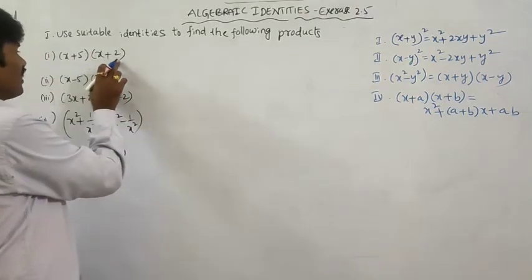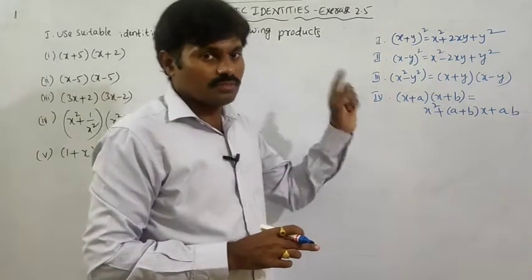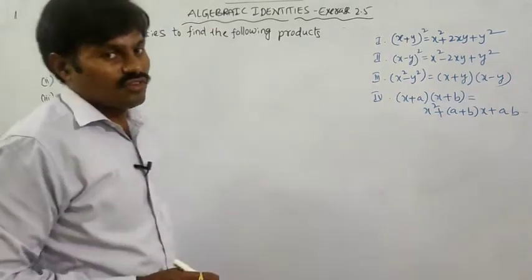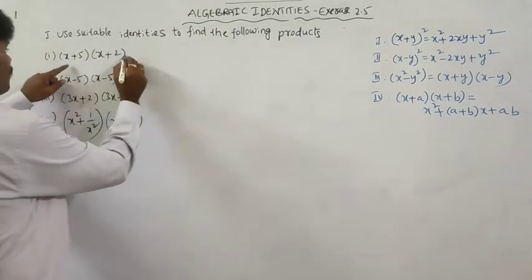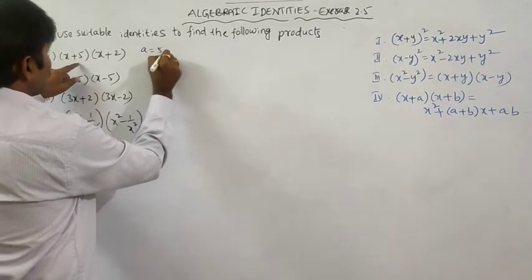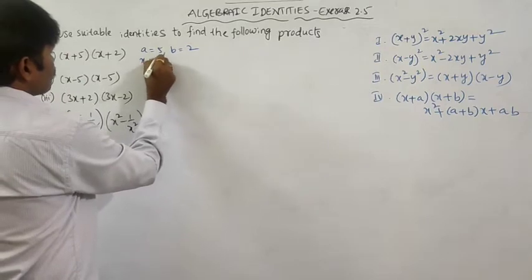So (x plus 5) into (x plus 2), what is the suitable identity to find the product of those expressions? Yes, that is the fourth one. So that is (x plus a) into (x plus b). Here, if you compare with that, what is a here? 5, b is 2. So (x plus a) into (x plus b), right?